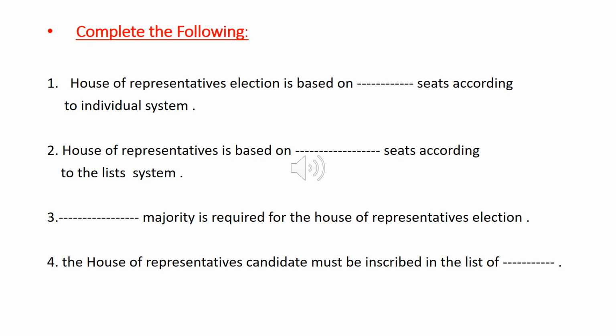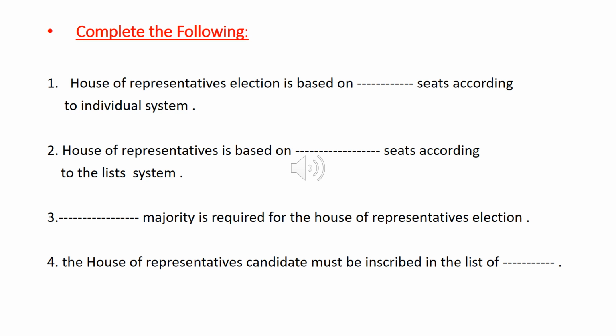In the next question, complete the following. House of Representatives election is based on how many seats according to the individual system, and in the next question, the list system. In the House of Representatives or the Parliament, now we have two different systems, the individual system and the list system. In the first one, the individual system, the election is based on 420 seats, and in the other system, the list system, it is based on 120 seats.